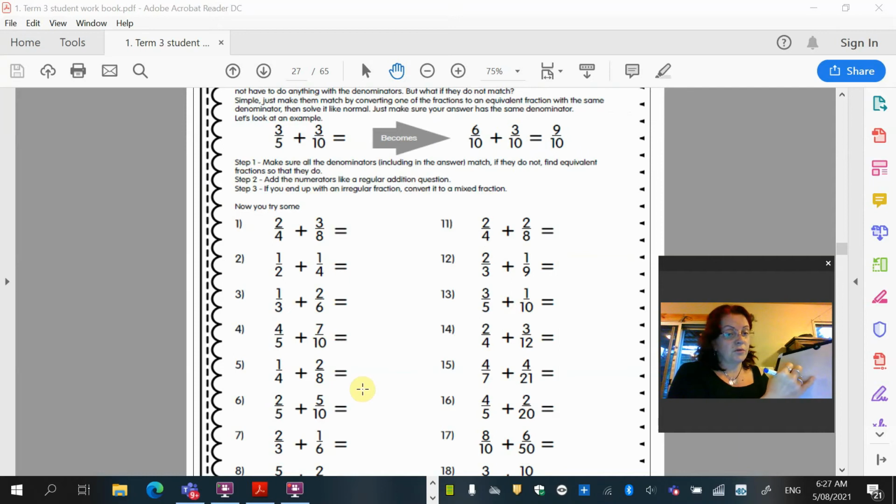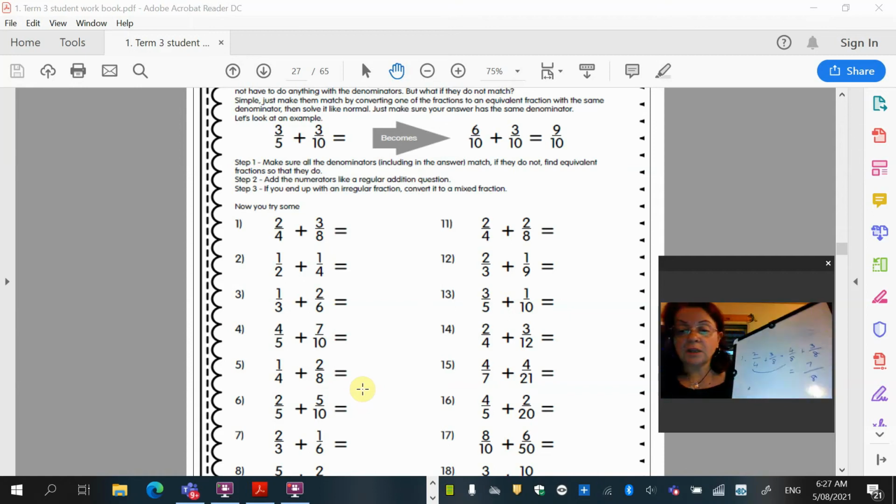So 2/4 plus 3/8. Which denominator can we use? 4 goes into 8, of course, so we'll use 8. How many times did it go into 8? Twice. So 2 2s are 4. 4/8 plus 3/8 equals, 8's the same, 4 plus 3, 7. 7/8. And we can't reduce that any further.